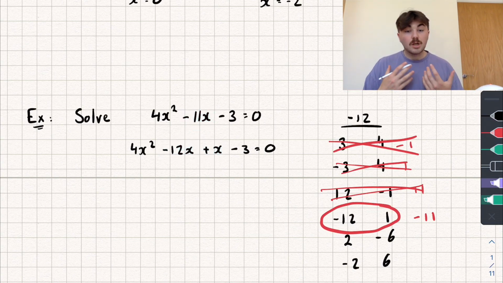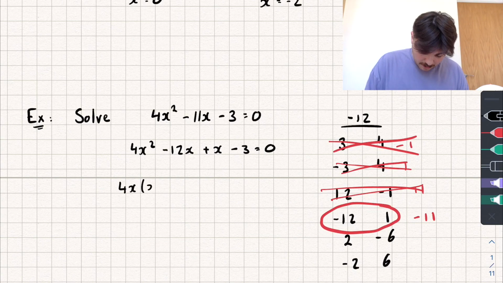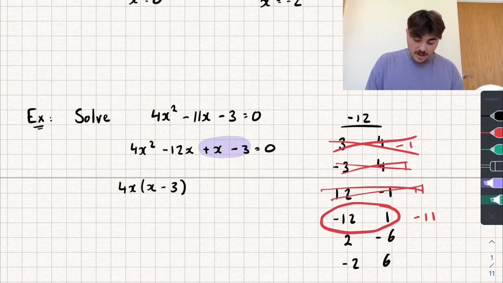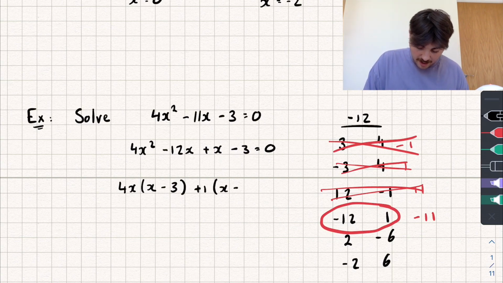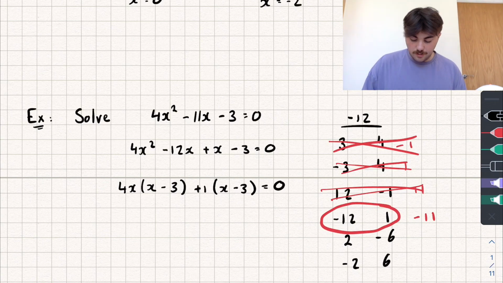So from here, we're going to look at the first two terms, so these two here, and we're going to factorize them. So this is pretty easy. We could factorize out 4x, and we're going to be left with 4x multiplied by x subtract 3. Then we're going to factorize the last two terms here. Now there's nothing I can factorize out, so what we do in that case is we'll just write plus 1 and then put the rest in the bracket. So plus 1 and then the bracket x subtract 3, because we have to at least do something. And that equals 0.